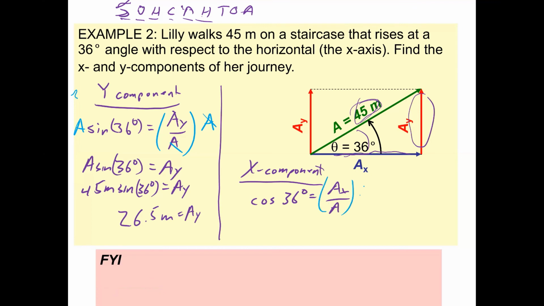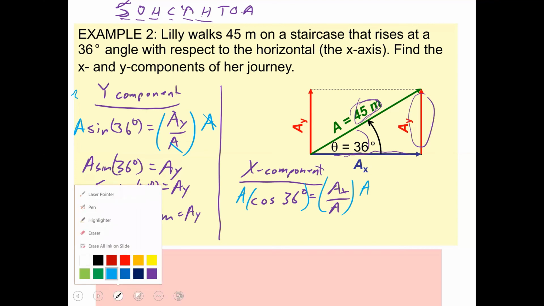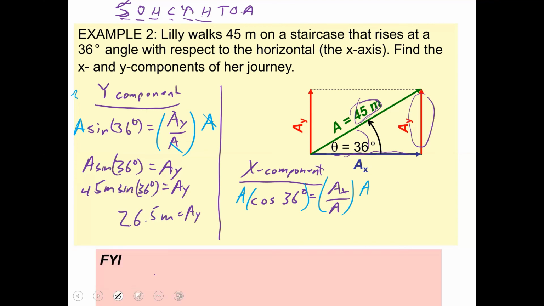By the way, after a while, you'll get to realize that if I'm doing the horizontal components, it's cosine, and if I'm doing the vertical components, it's sine. That'll work for a while. It gets trickier though when you get to angled ramps, when we're talking about forces. So just realize that it won't always work, but it can be a shortcut that you use for this. So 45 meters cosine 36 equals A sub x.